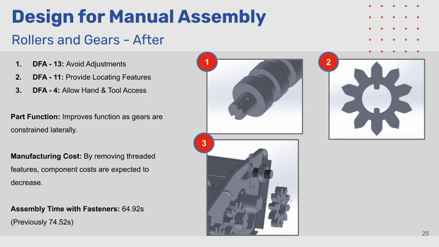We redesigned the rollers using the principle of DFA 13, avoiding adjustments, and DFA 4, allow for hand and tool access. The part function is easier to assemble as the gears are constrained laterally. The manufacturing cost by removing the threaded features is minimized and the assembly time decreases. Along with this, we used principle DFA 11 on the gears to provide locating features. The assembly time total with the fasteners is 64.92 seconds.